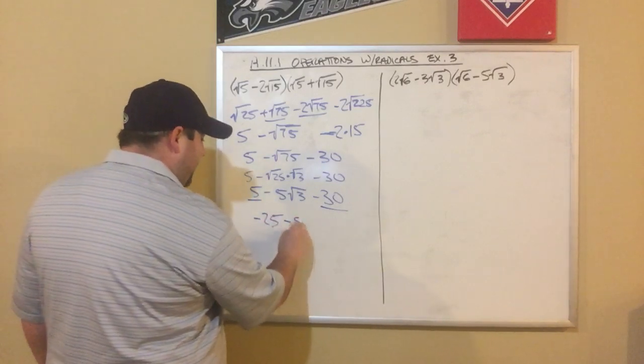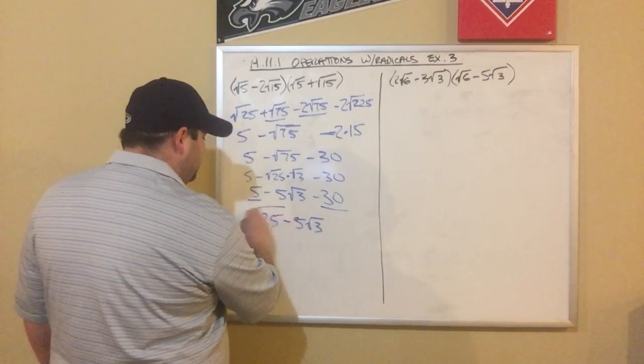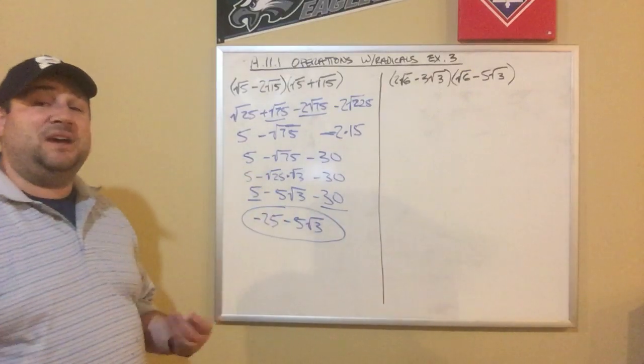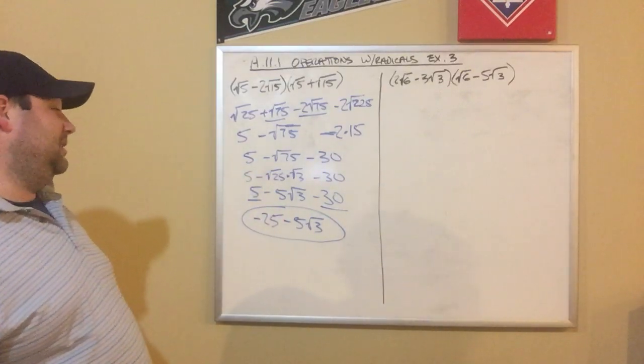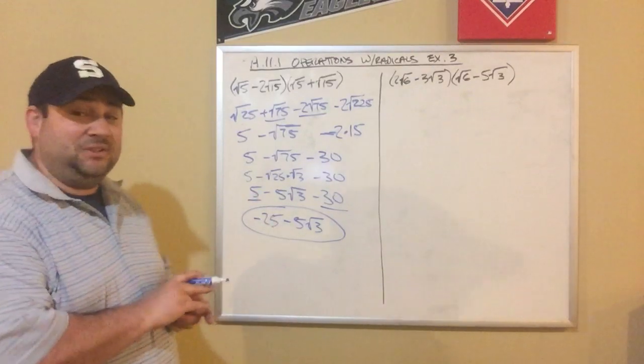And then I still have this minus 5 root 3. And that is my answer. There's nothing else you can do there. That is my simplified answer. So you can see these problems are a lot. I mean, there's definitely a bunch of steps to get there.